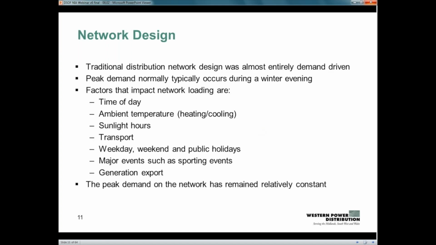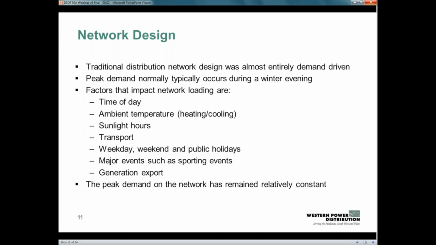So traditionally, distribution networks have been almost entirely designed for demand, whether this is a peak demand or minimum demand where you see voltage issues, voltage constraints. Peak demand normally occurs in winter in early evening, about 6 p.m. Last year was a bit of an exception where we actually saw it in early March due to the Beast from the East.